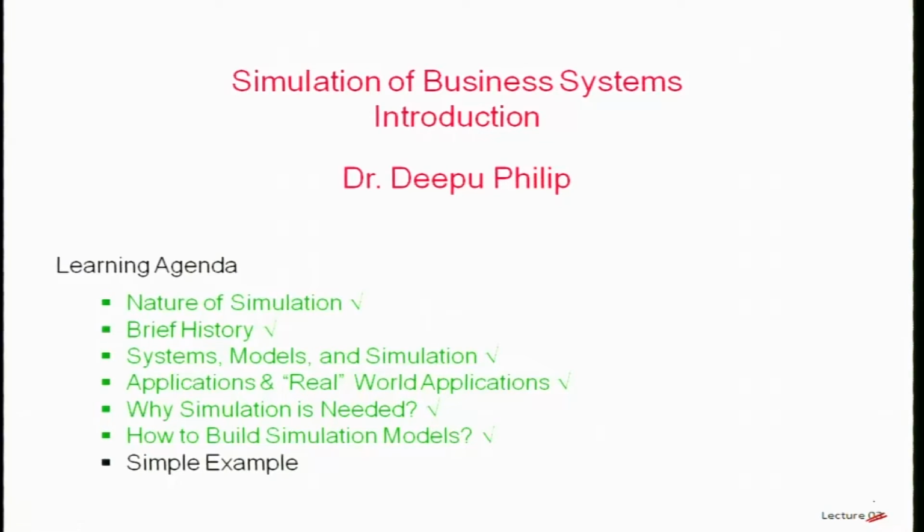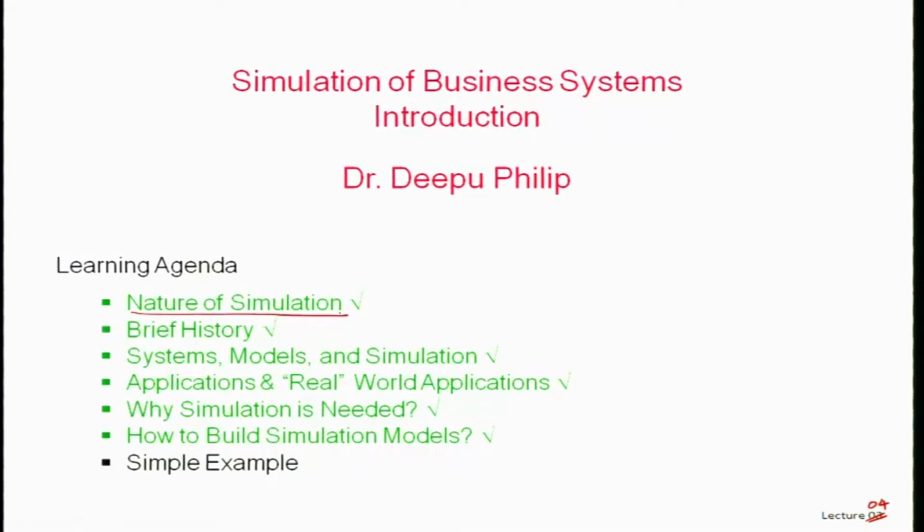And today is lecture 4. Actually, I have wrongfully written it as lecture 3. It is lecture 4, and we are trying to understand the basic concepts or premises of how we simulate business systems. If you look at the learning agenda, we have already covered the nature of simulation. We have also looked into the brief history, how simulation originated. These were covered as part of lecture 1. Then systems, models and simulation, we covered as part of lecture 2.